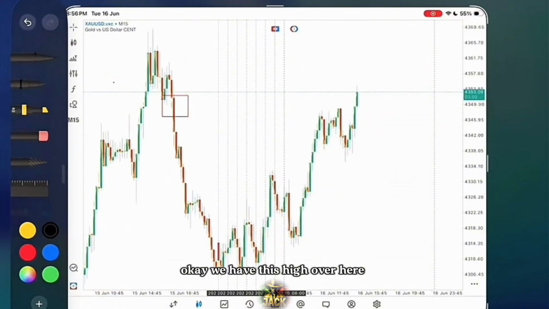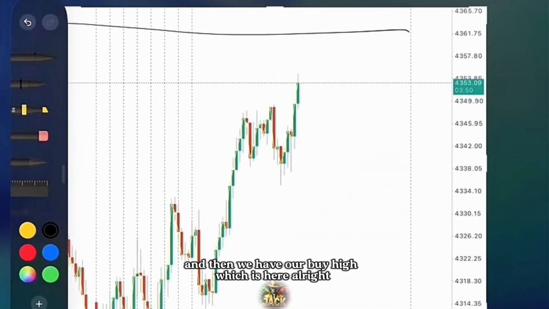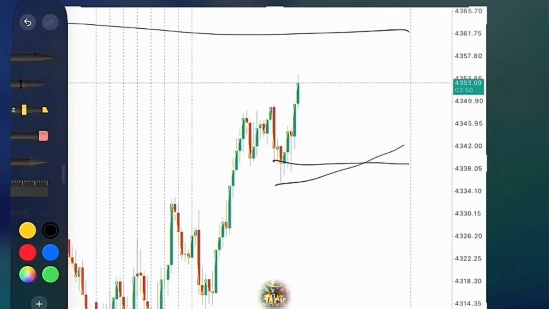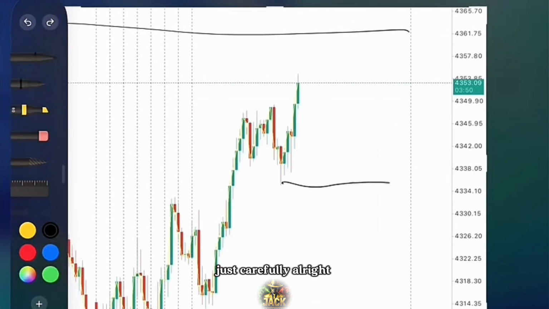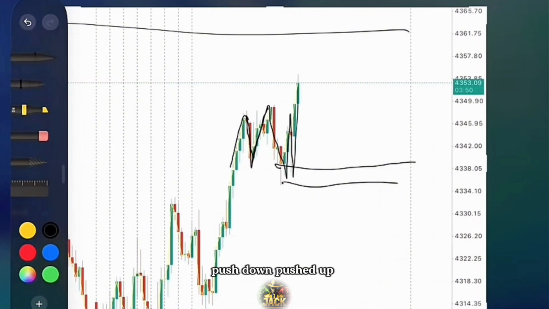Same goes to here. We have this high here, the sell high, and then we have our buy high, which is here. Look carefully. Price came up, pushed down, pushed up, pushed down, pushed up. There are multiple indications that price is still continuing to go up.